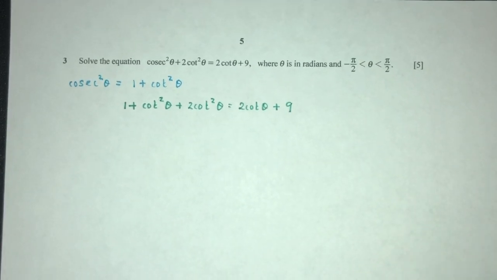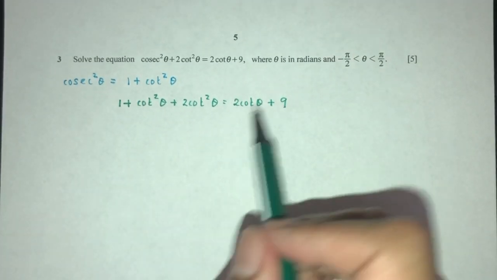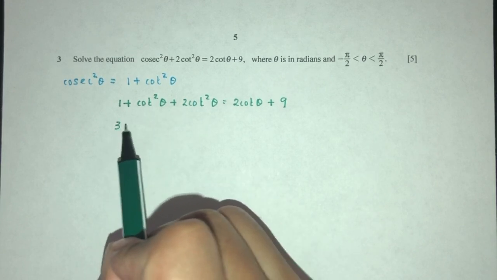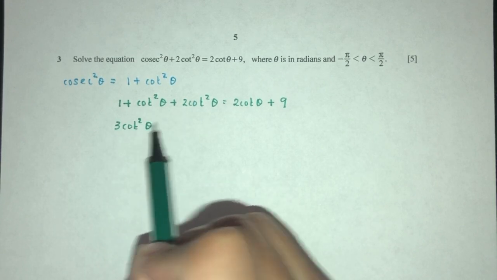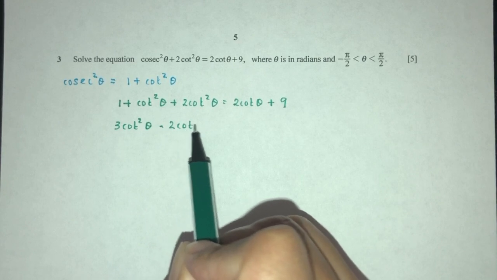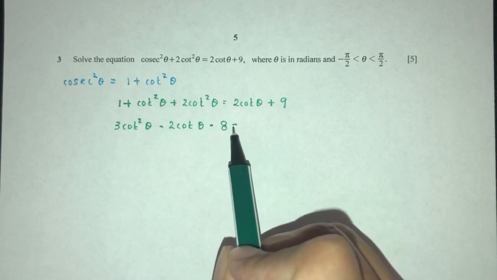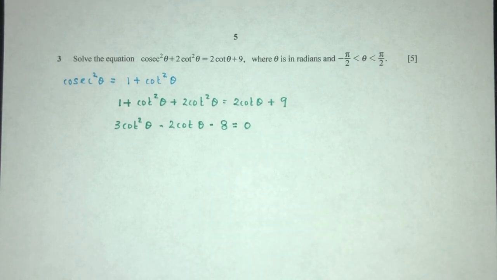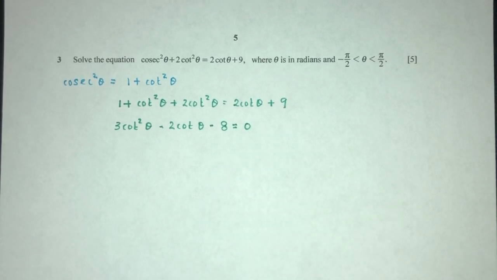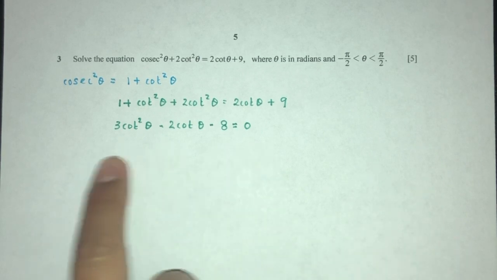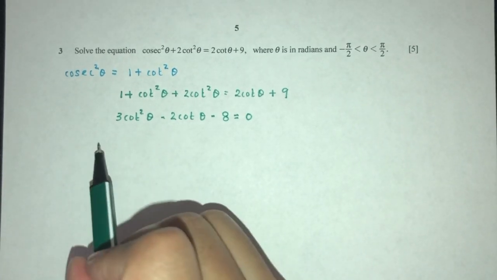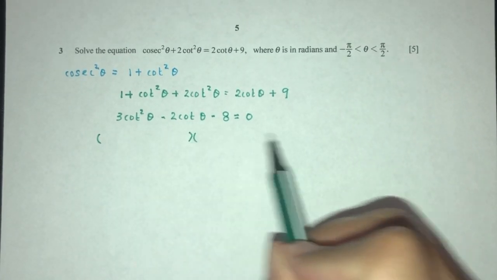Now let's add everything to one side, obviously, or simplify. So that will be this plus this will be 3 cot square theta minus 2 cot theta. 1 minus 9 will be minus 8 is equal to 0. Now by observation, we do have a quadratic equation from what you can see right here. Let's solve that. So we have to solve by factorization.